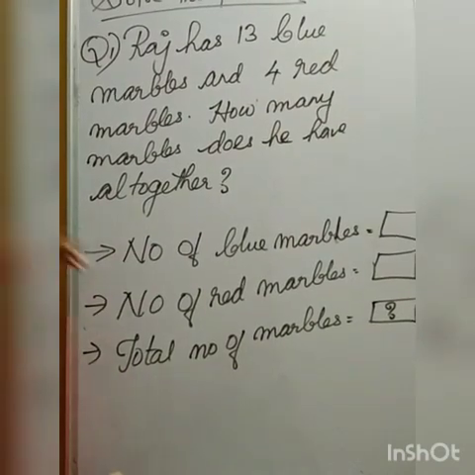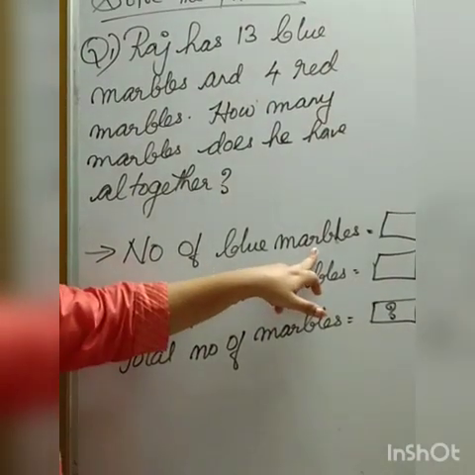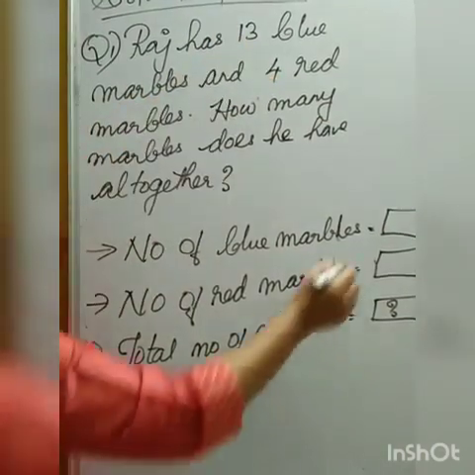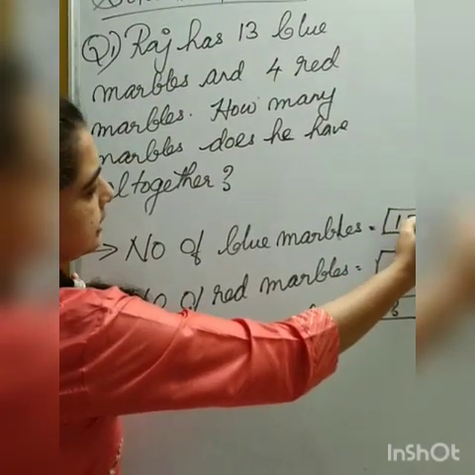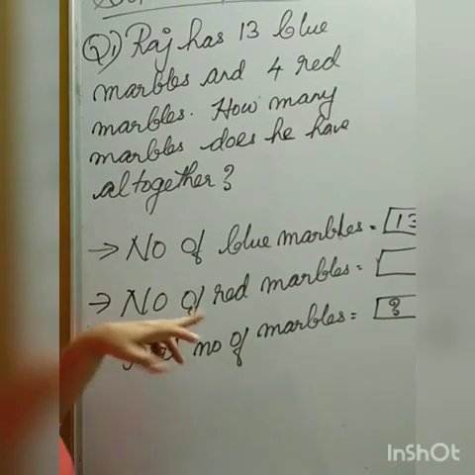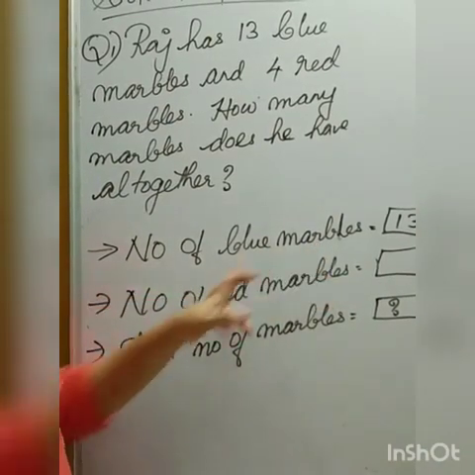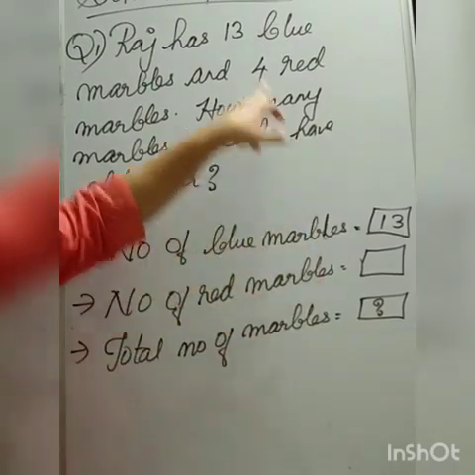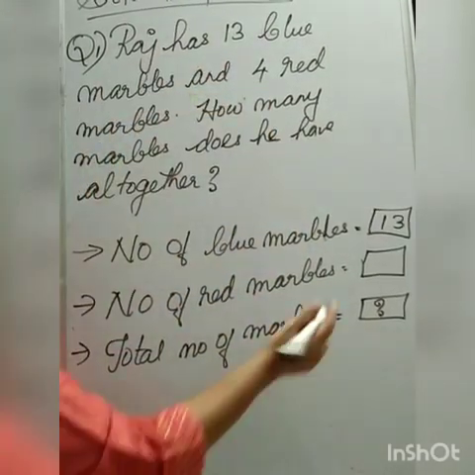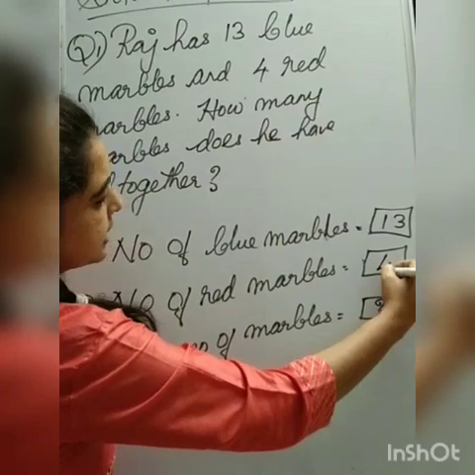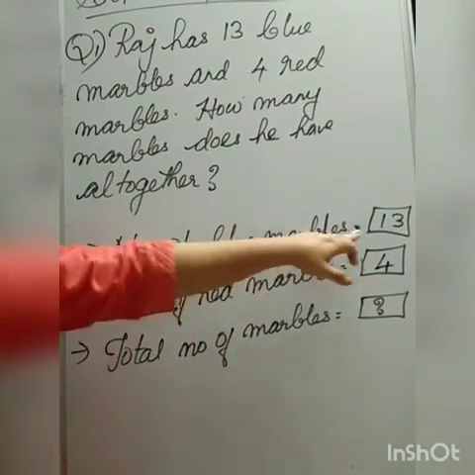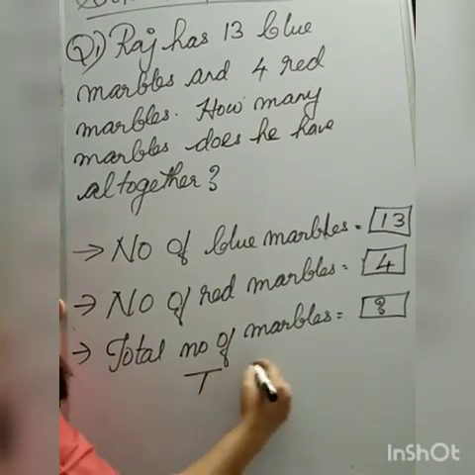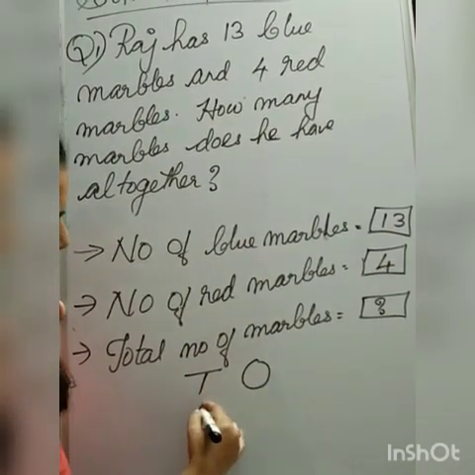Okay. See here, number of blue marbles. Blue marbles, which number came? 13. So you have to write 13 here. First step over. Now second step, number of red marbles. Which number came here? 4. So we have to write 4 in the second step. 13 plus 4. Now T-O.